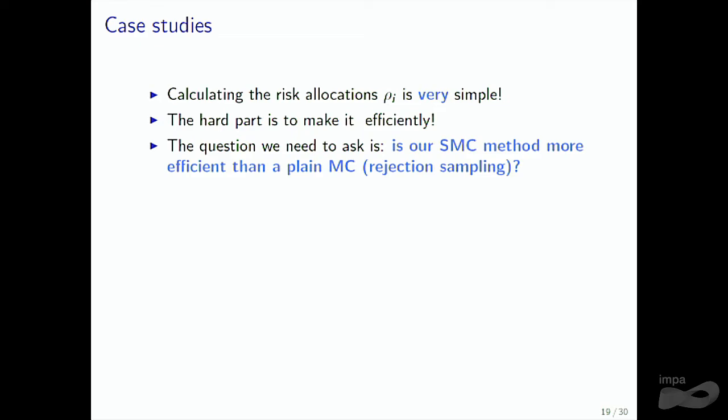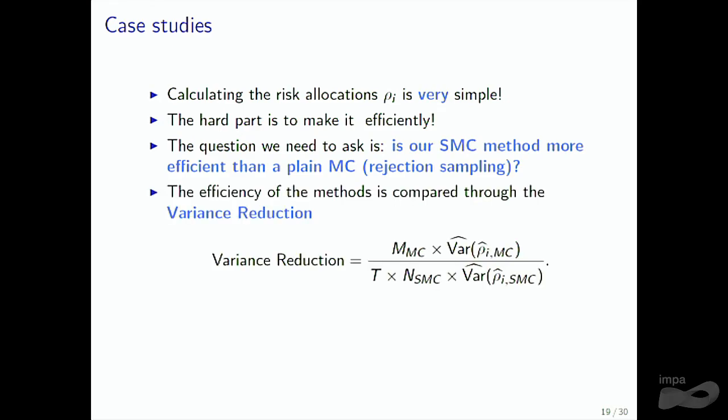So the question we need to ask now that we have devised a procedure based on this SMC method is: is our SMC method more efficient than plain Monte Carlo with rejection sampling? And how do we measure it? The way to measure will be through something called the variance reduction, which will be defined as this. I'll take the ratio of the variance for the estimated risk allocations when I do simple Monte Carlo, with the variance of these estimates when I do the sequential Monte Carlo procedure, and I'll normalize this through the correct numbers. So what are the correct numbers?